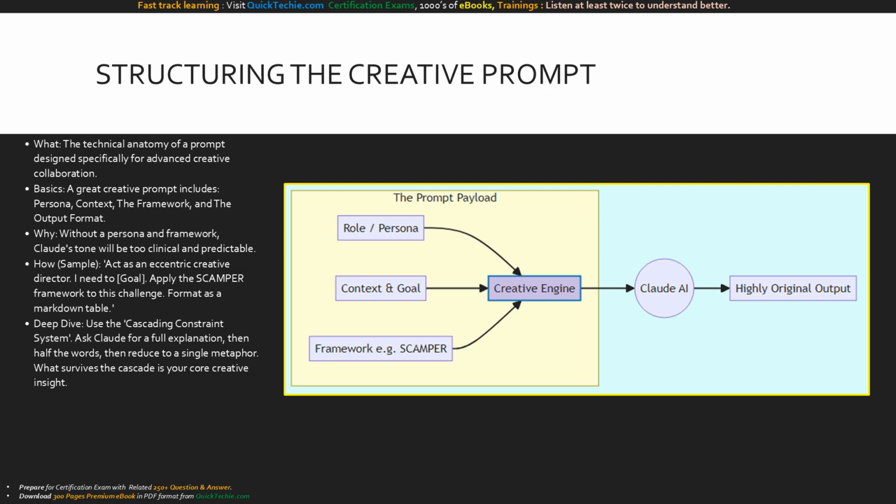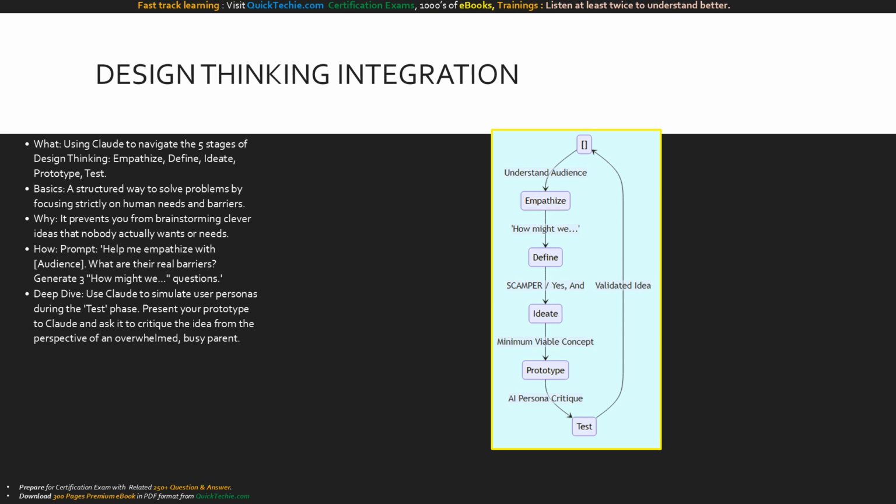This diagram breaks down the ultimate prompt payload for creative tasks. Notice how the 3 key inputs on the left: your designated role or persona, your specific context and goal, and your chosen framework like Scamper all combine into the creative engine. When this highly structured payload is delivered to Claude, it guarantees that the AI generates highly original output, completely bypassing its generic default responses. Brainstorming is fun, but we need our ideas to be useful in the real world.